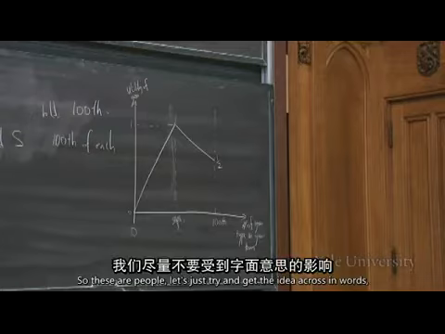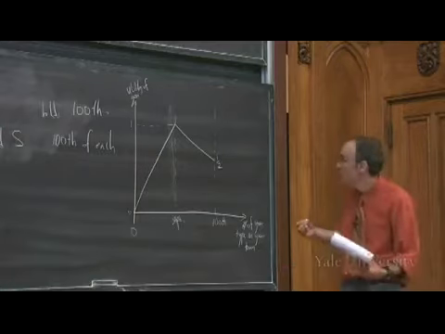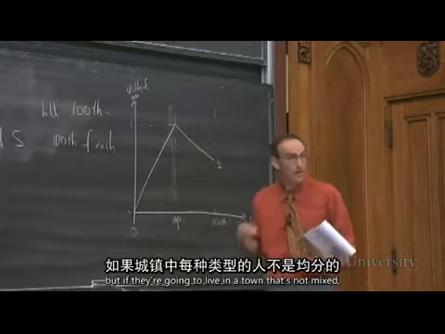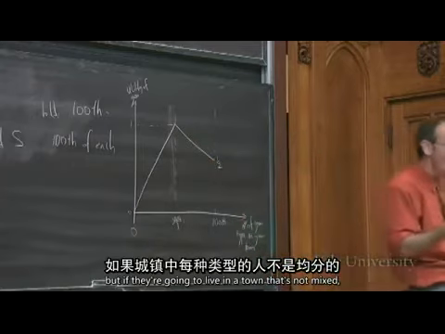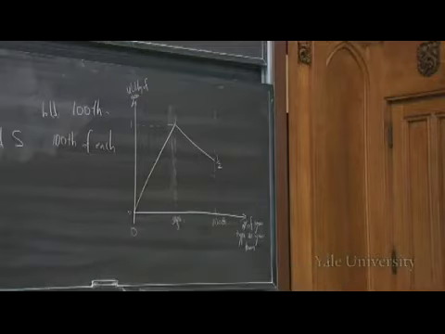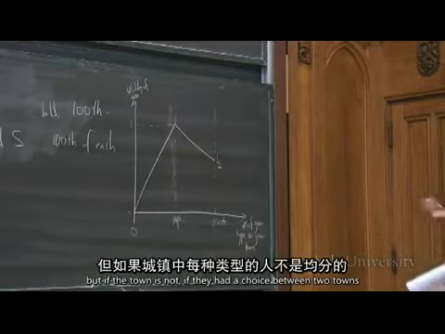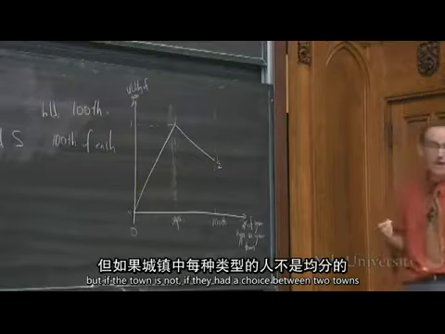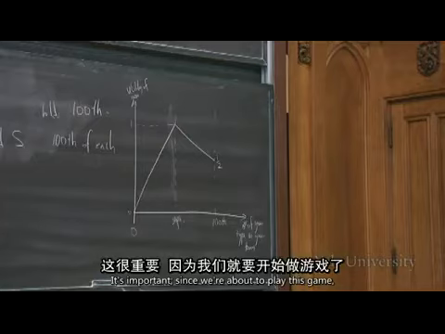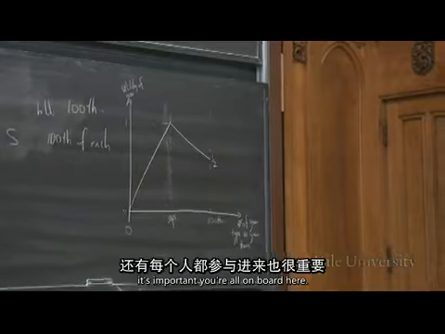All right? So let's just try and get the idea across in words. These are people who would like to live in mixed towns, but if they're going to live in a town that's not mixed, they'd rather live in a town in which they're the majority. That make sense? They'd like to live in mixed towns, but if they have a choice between two towns, and the towns are not evenly mixed, then they prefer the town in which they're the majority. Everyone understand this? It's important, since we're about to play this game, that you're all on board here.